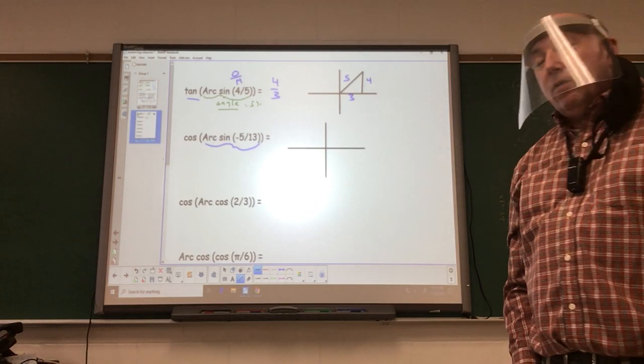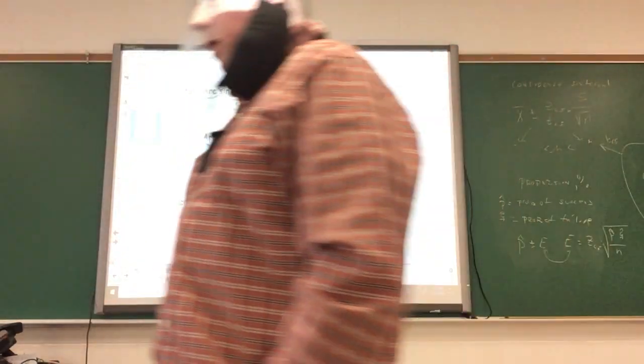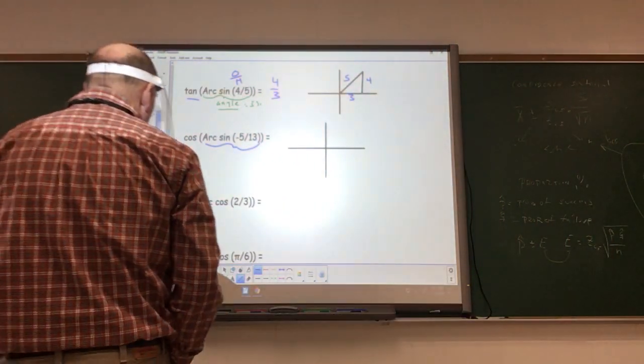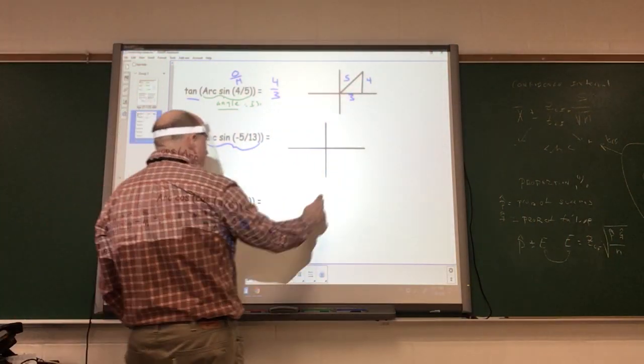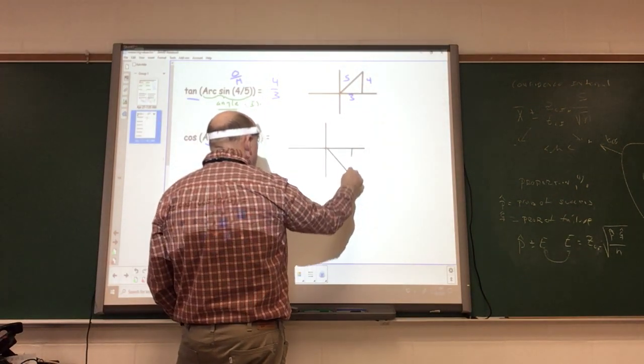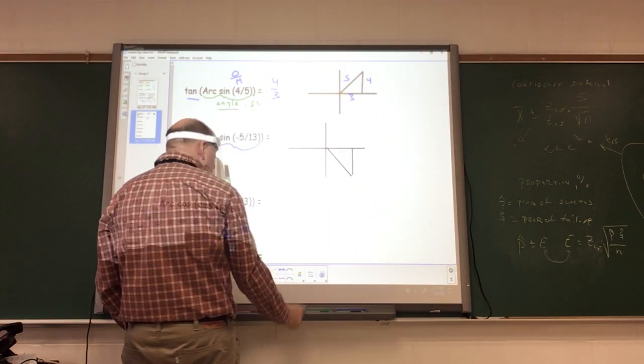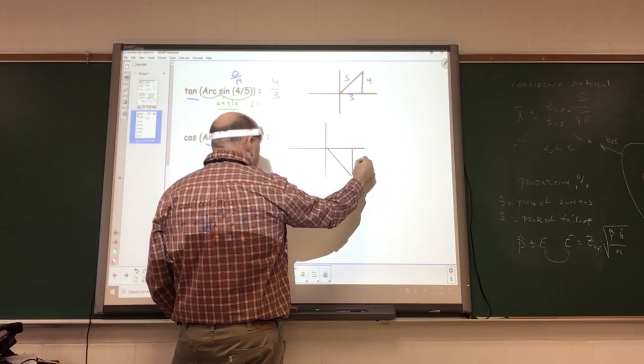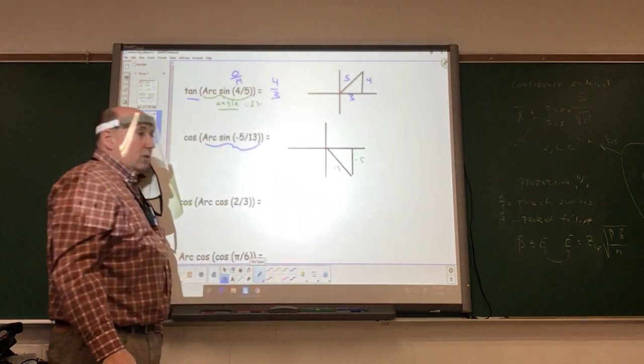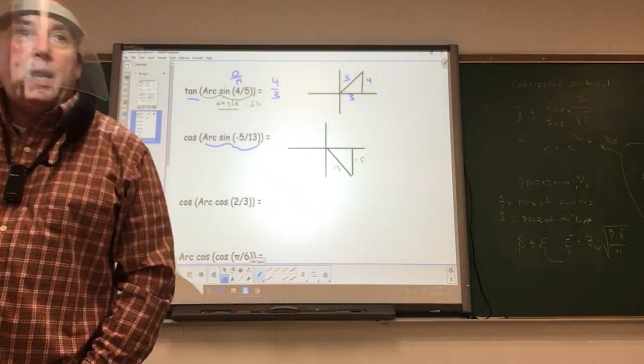Inverse sine negative 5/13. Which quadrant are you in, Lexi? 4. Quadrant number 4. So I draw my triangle in quadrant number 4. The sine of that angle is negative 5/13. What's our third side of the triangle?